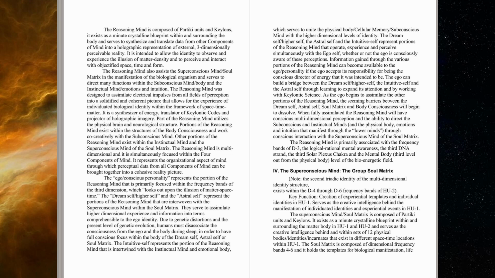The Superconscious Mind Soul Matrix is composed of particle units and Keylons. It exists as a minute crystalline blueprint within and surrounding the matter body in Harmonic Universe 1 and Harmonic Universe 2, and serves as the creative intelligence behind and within sets of 12 physical bodies, identities, incarnates that exist in different space-time locations within Harmonic Universe 1.